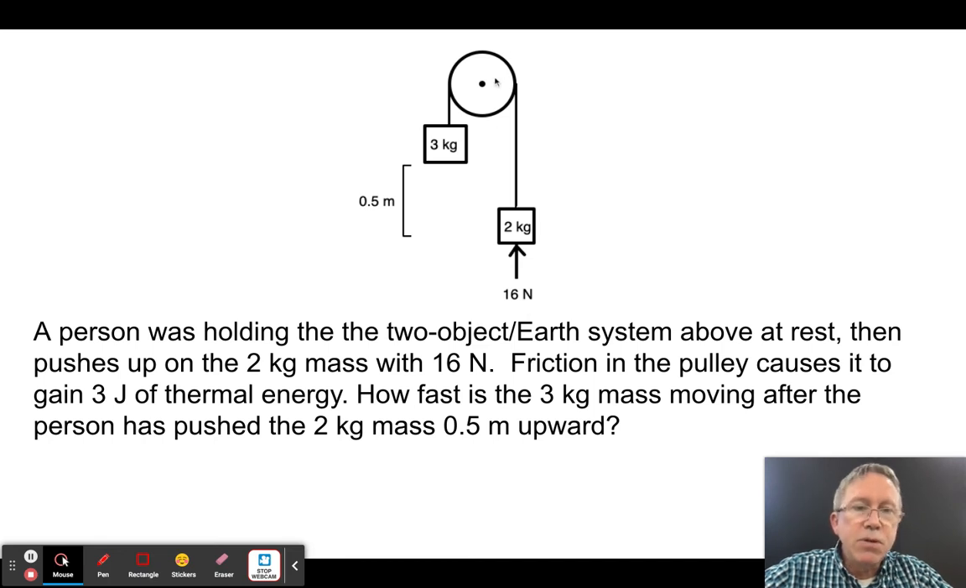There is friction in the pulley, and the pulley is going to gain 3 joules of thermal energy. Its atoms are going to be shaken. So friction causes thermal energy to be gained and then dissipated. All right. So I want to know, how fast is the 3-kilogram mass moving after the person has finished pushing this one 0.5 meters upwards?